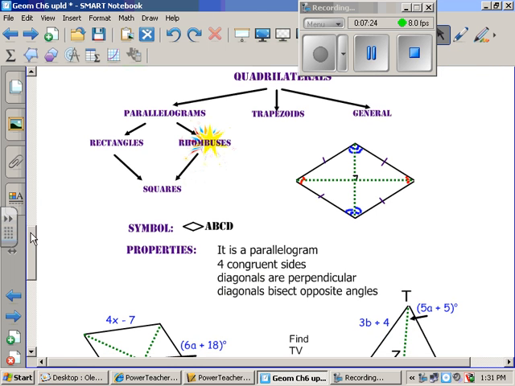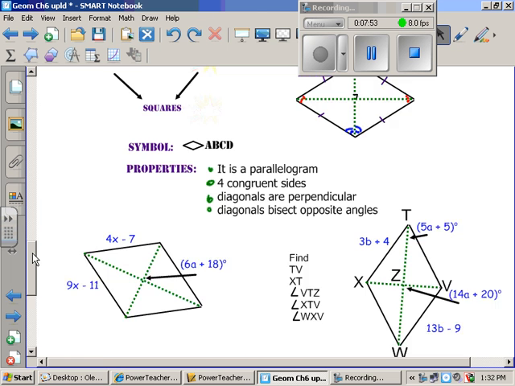Rhombuses, or rhombi, again, has all the characteristics of a parallelogram, opposite angles equal, all that stuff. A rhombus also has 4 congruent sides. The diagonals are perpendicular, so they bisect each other and they're perpendicular. And the diagonals bisect their opposite angles. Okay, so all the diagonals are perpendicular or are angle bisectors.